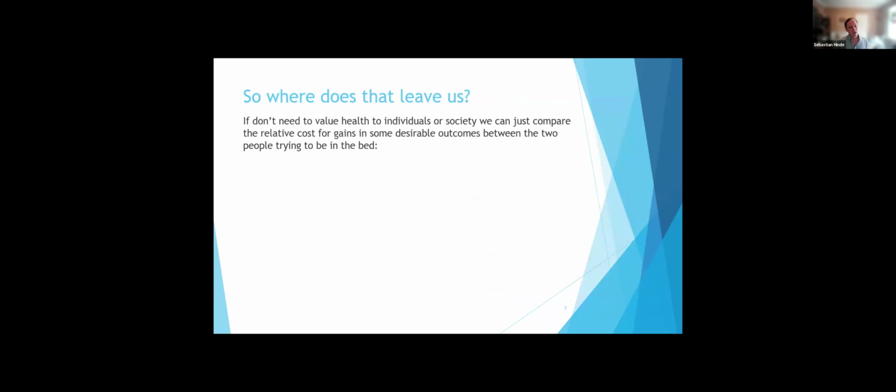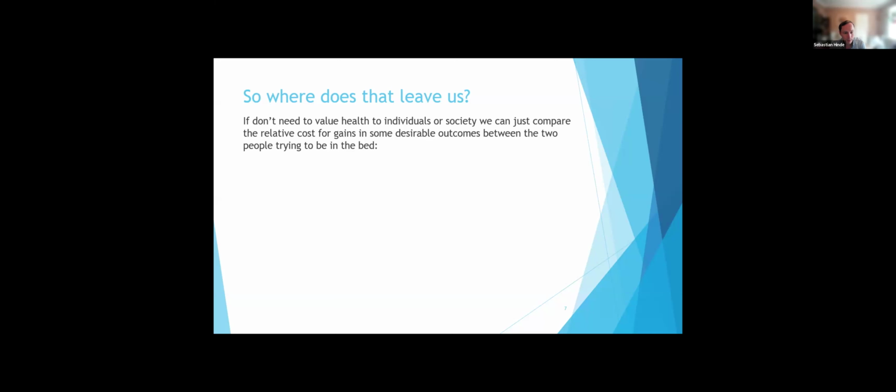So where does that leave us in how we can think about health if we're not valuing the health of the individual as such? If we're not valuing health of individuals or society, we can just compare the relative costs for gains in some desirable outcomes. So every intervention has some cost implied by it, but also some beneficial outcomes as to why we want to do this treatment.